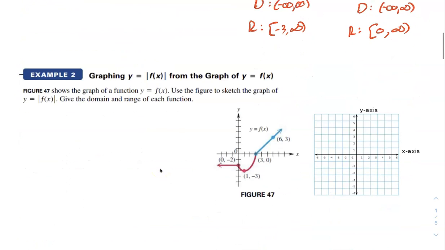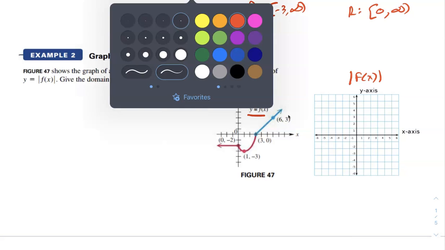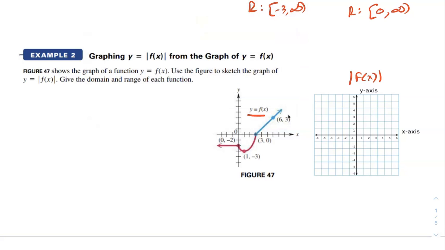Moving on. Here's our graph of f of x, and it wants us to graph the absolute value of f of x. Now, the stuff that's positive, as you can see here in blue, is not going to change at all. So my graph is still going to go from 3, 0 to 6, 3. That part's not going to change.